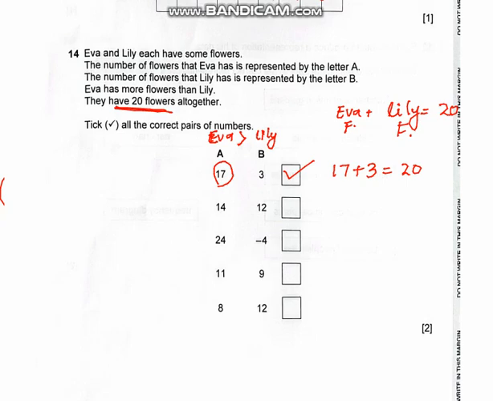Look at the second one. 14 is also greater than Lily's number of flowers, but try to add them up together. So 14 plus 12 will be 26. So it is not a case. It means that the second one is not a case.